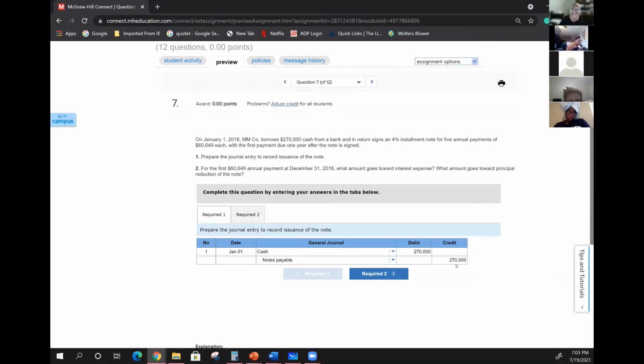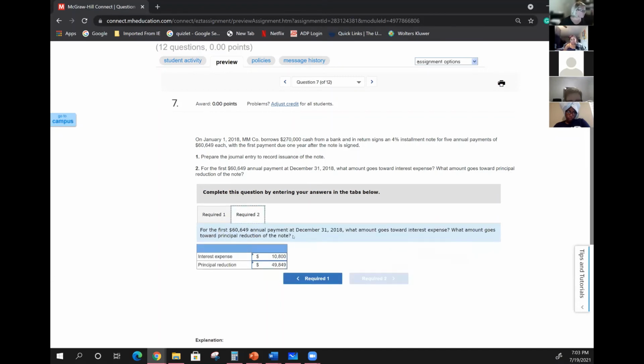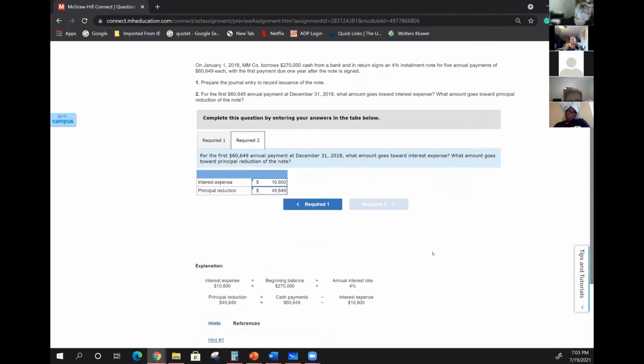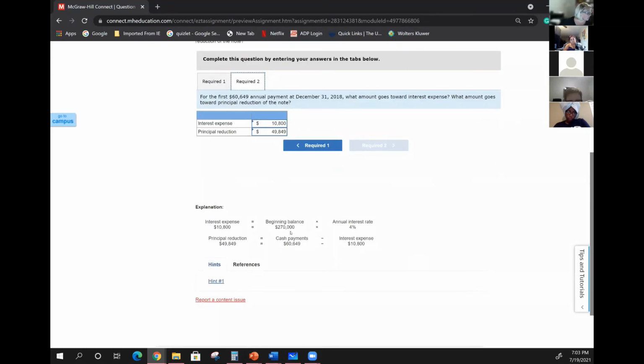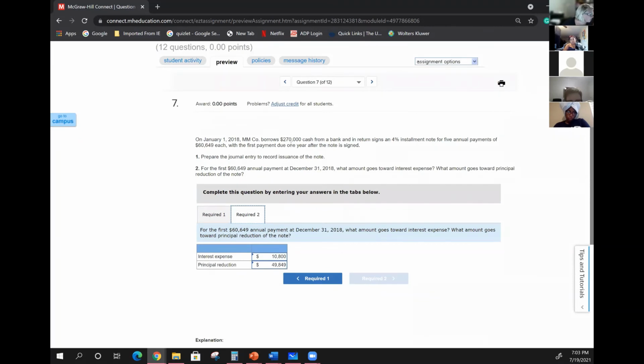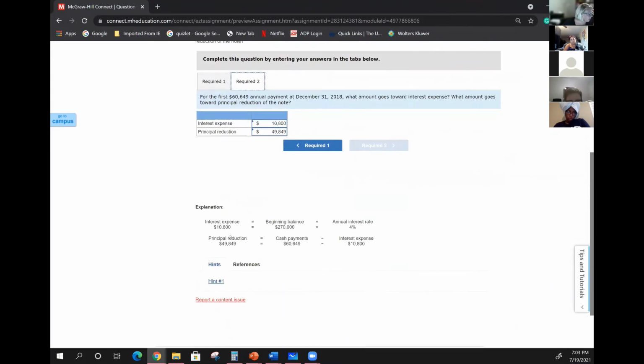So we're not doing anything with interest yet. We're just setting up the money that we just received, and we're setting up the notes payable. And then it tells us, for the first $60,649 annual payment at December 31, what amount goes toward interest expense, and what amount goes towards principal reduction of the note. So it shows you down here how to calculate it out. You take your 270,000 times the 4%, and that's going to give you 10,800, which is your interest expense for the year.